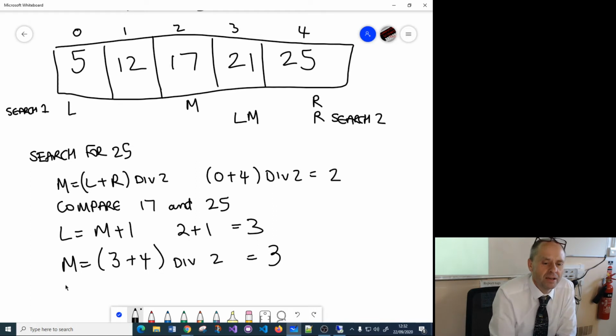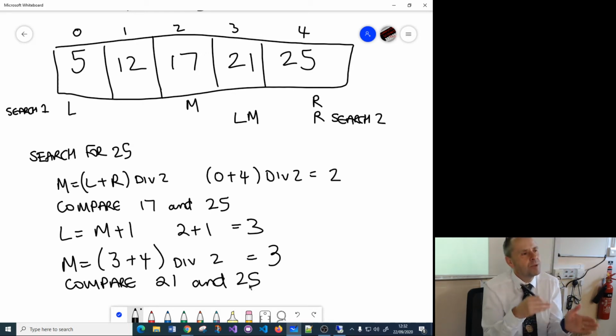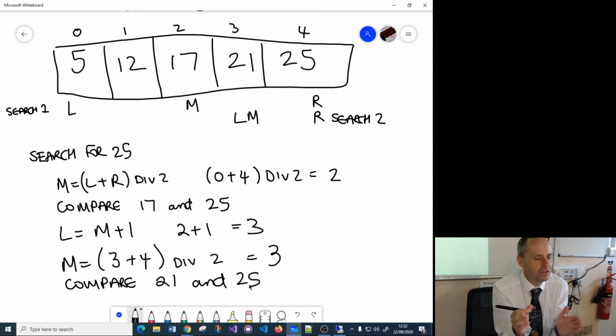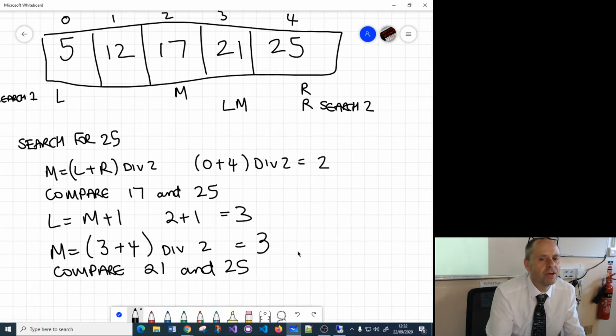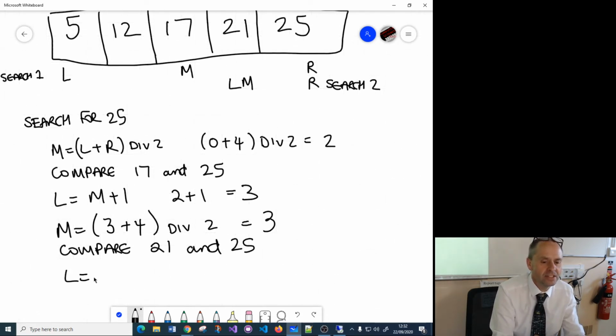So we do our compare. So we say compare. What have we got? 21 and 25. Right. It isn't the number we want. Right. Is 25 bigger or littler than 21? Bigger. So if there was a left-hand part of the list, we'd ignore it. There actually, in this case, there isn't. So where do we put the L to mark? We put it at 4, 1 across from M. So again, we say in this case, L equals M plus 1. So L is currently 3, so that's going to make it 4.